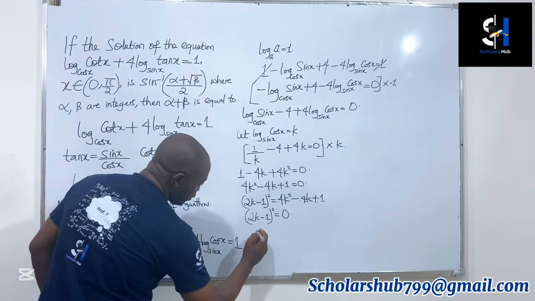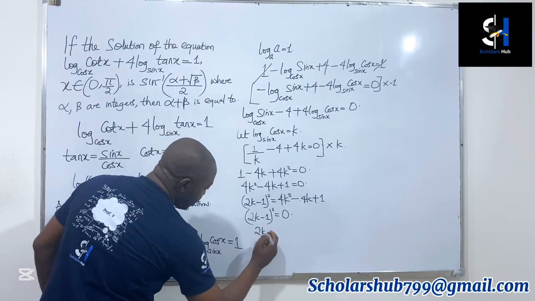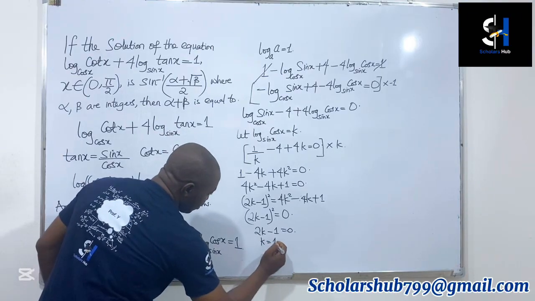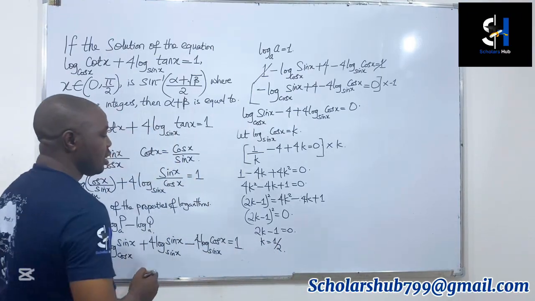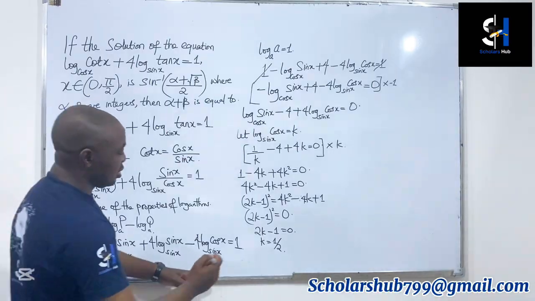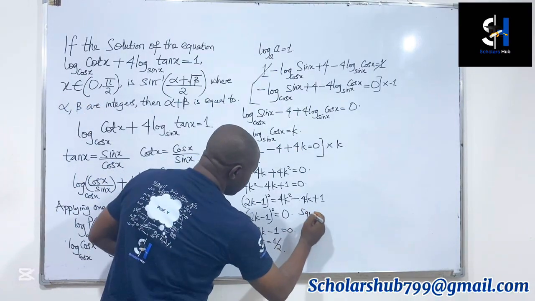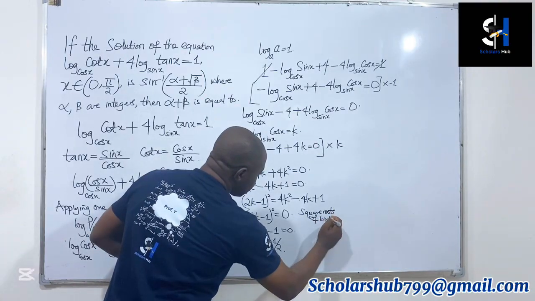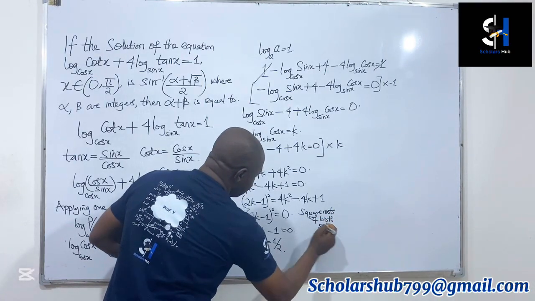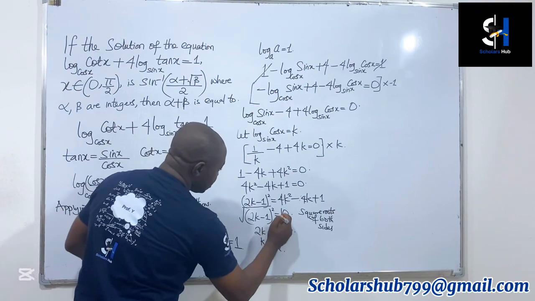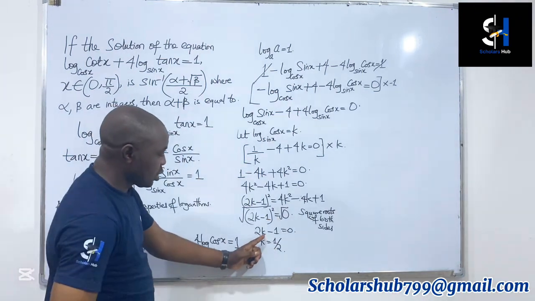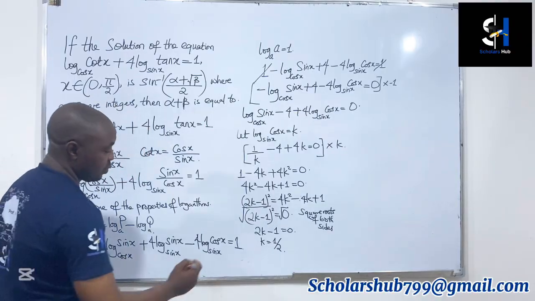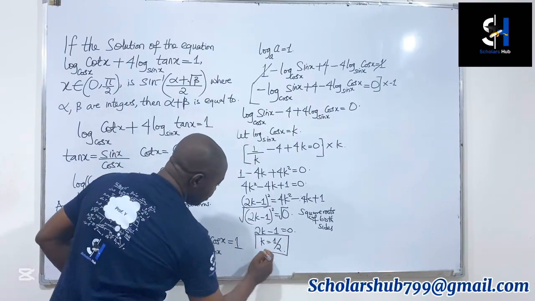So if we take the square root of both sides, we can then have 2k minus 1 equals 0, then k equals 1 half. That is, if we take the square root of both sides, we are going to have 2k minus 1 equals 0. Then the value of k will be 1 over 2. So this is the value of k.